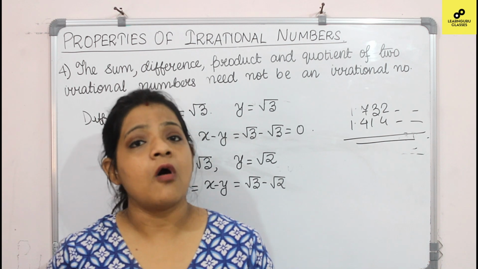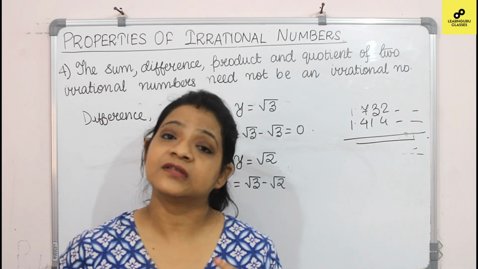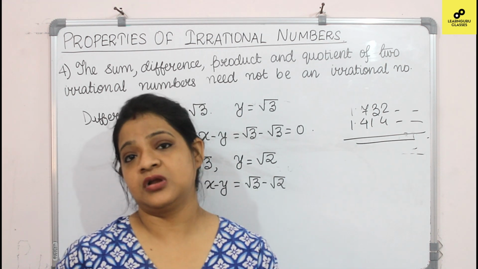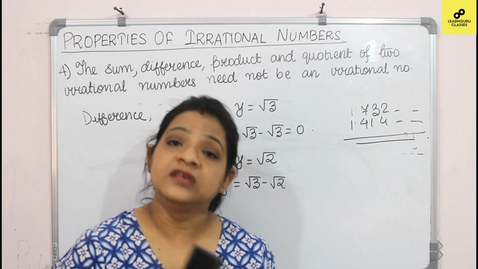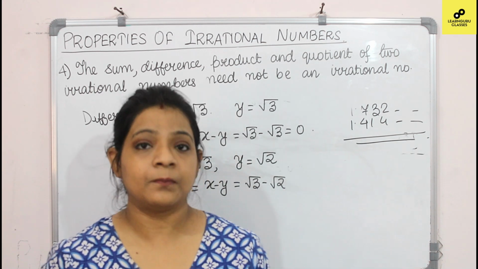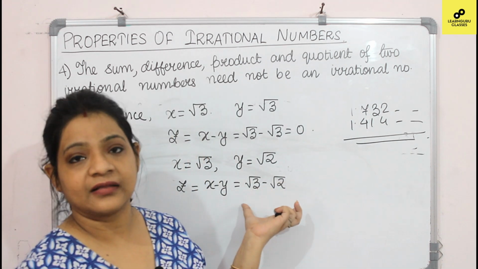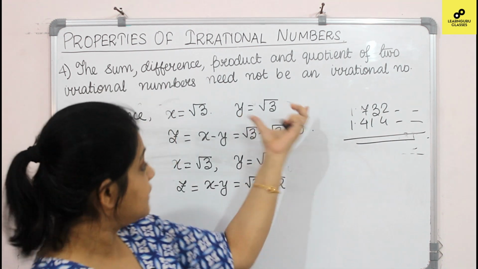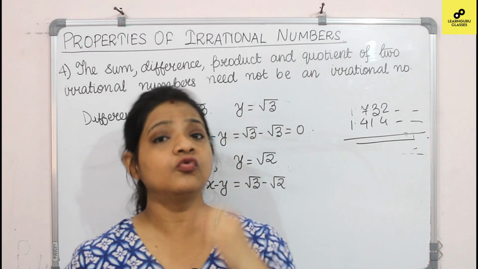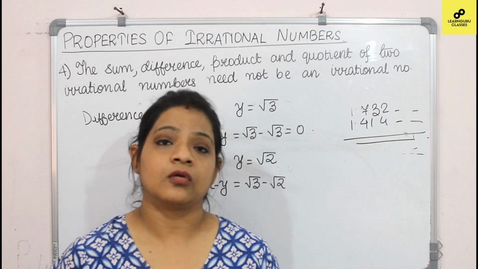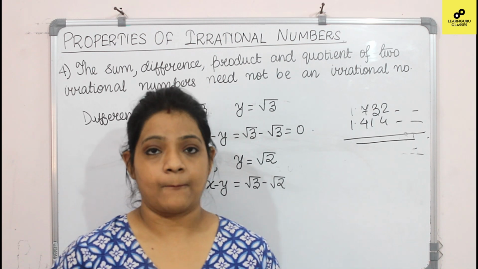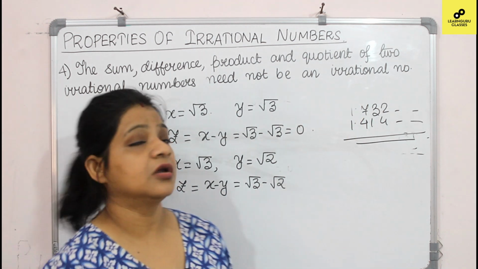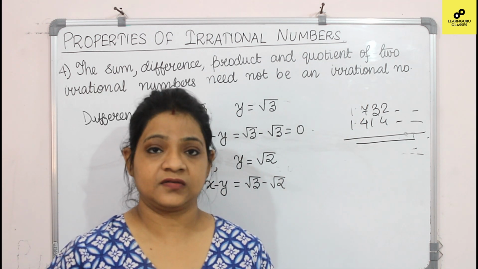The difference of two same irrational numbers is always 0, that is a rational number, but exceptions are something like that. Okay, not exceptions, this is the common way. The difference of two same irrational numbers is always a rational number. Okay, so let's see how the product and the division of two irrational numbers work.